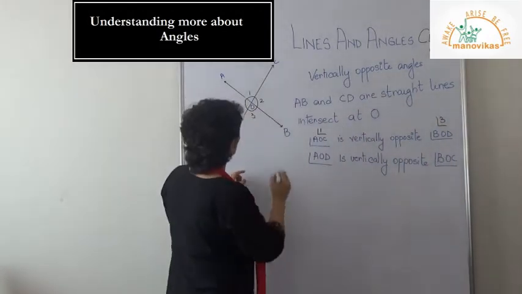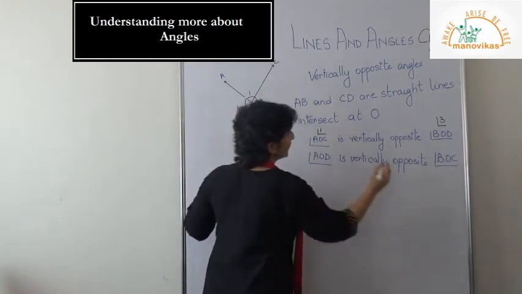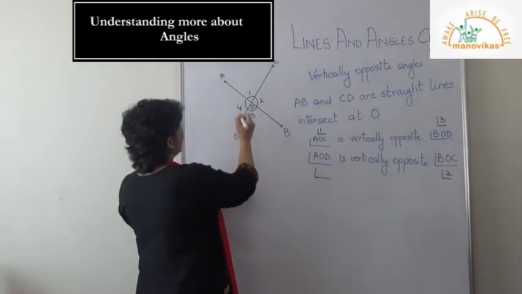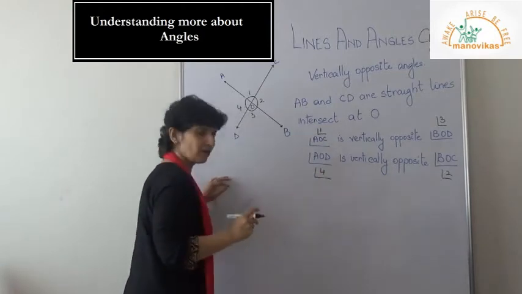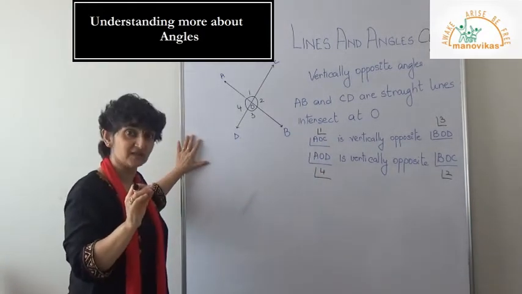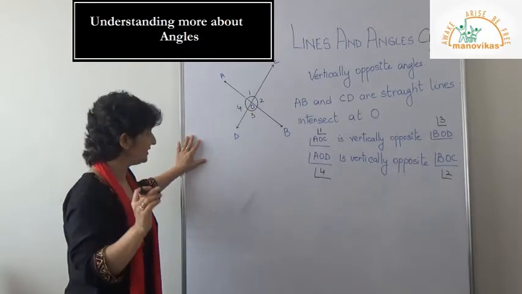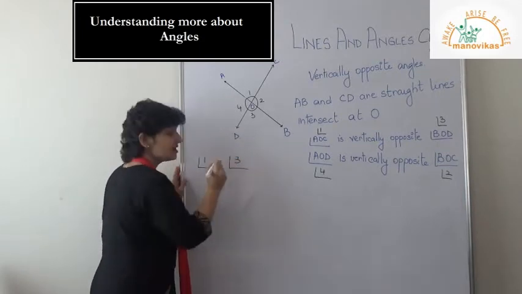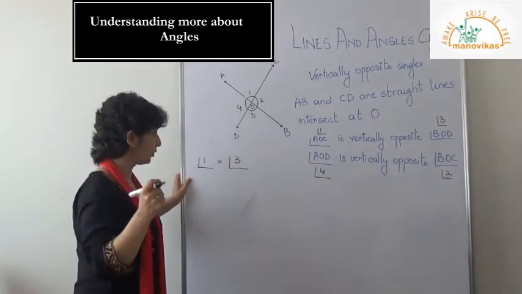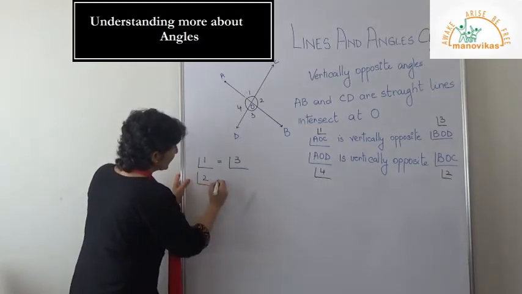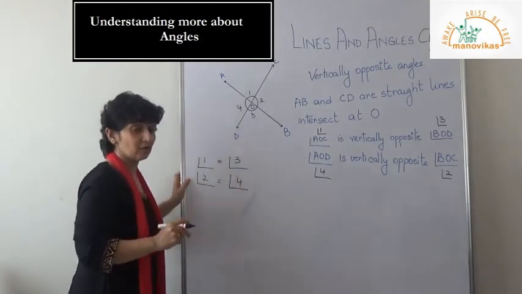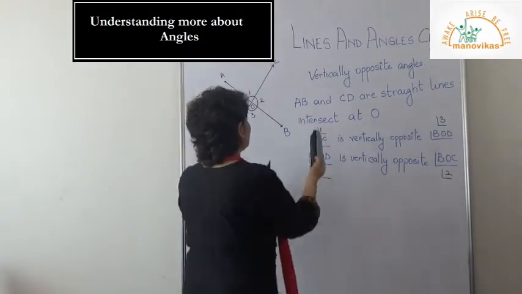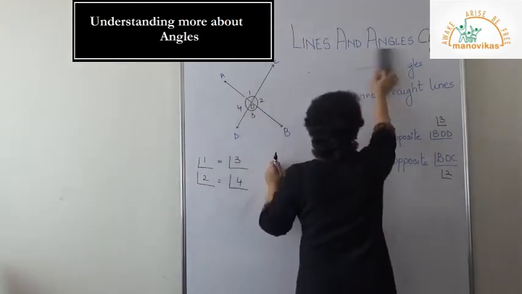Alright, and angle 2, that is BOC. That is this. Angle 2 is vertically opposite to angle AOD. That is angle 4. And when you know they are vertically opposite, children, these angles are always equal. The meaning is angle 1 is always equal to angle 3. Vertically opposite angles are always equal. And angle 2 is equal to angle 4. Now, you might ask me, how do I know that these angles are equal? So, let's find out.